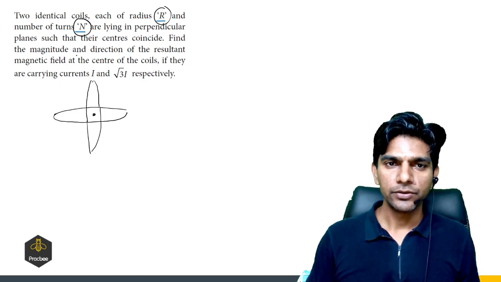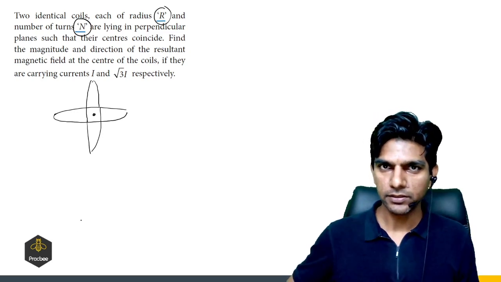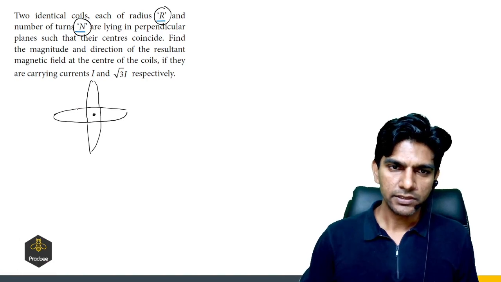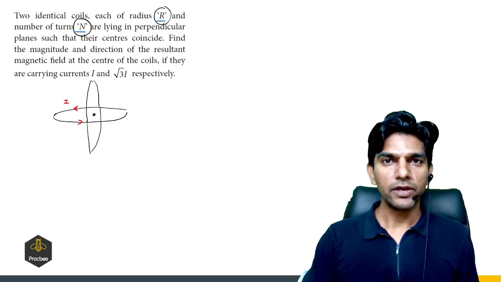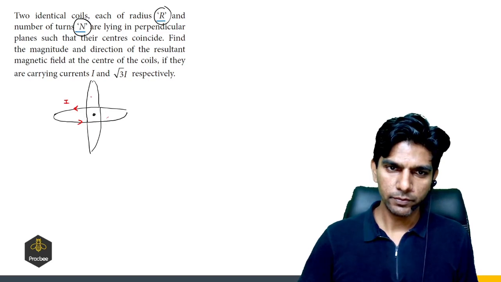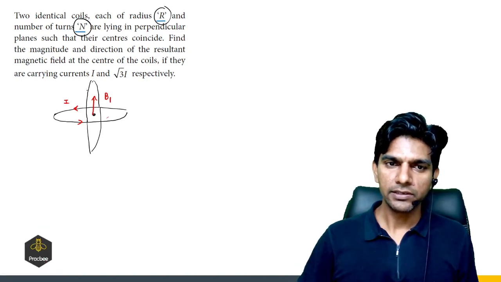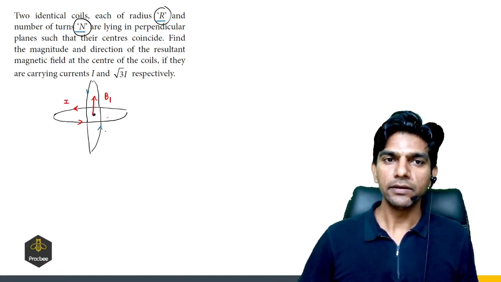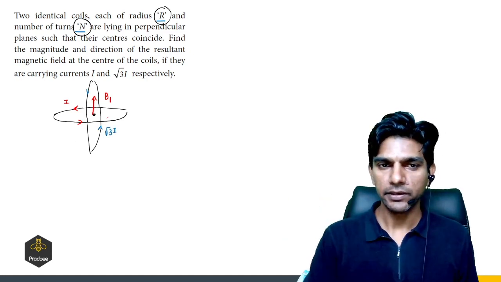Find the magnitude and the direction of the resultant magnetic field at the center of the coil if they are carrying currents I and root 3 I. So they have different currents, but their dimensions are the same. Let us say in this coil the current is I. If I apply the right hand curl rule, the thumb is pointing in the upward direction, so it will be in this direction. So this is B1, let us say. And in the second coil, let us say the current is like this, and this current is root 3 I. If I curl my fingers like this, the magnetic field will be in the right direction.